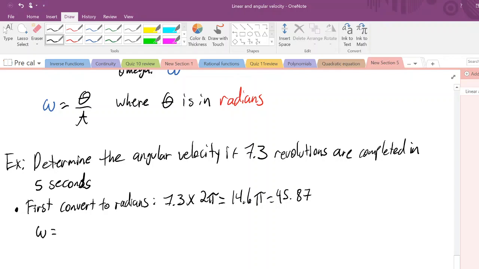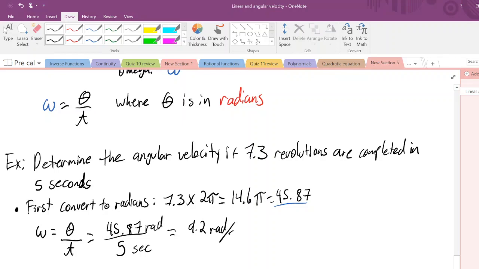So my omega is equal to theta over time. So then we have 45.87 divided by 5, right? And that should give me, don't forget your units. This is very important. So radians over 5 seconds. Alright, so this is going to be equal to 9.2 radians per second.